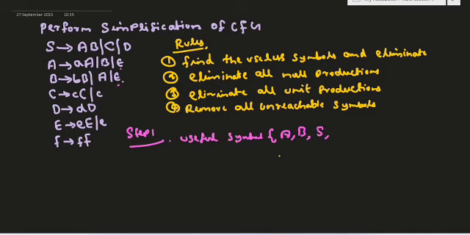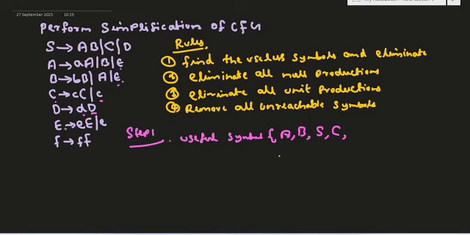Now S also derives C, so we check whether C generates any useful symbol. C generates small c, so obviously that is also a useful symbol. When we go for D, D derives small d and capital D, and there is no replacement for this capital D. So D cannot derive any further symbols, capital D cannot generate any string completely, so we cannot include D.